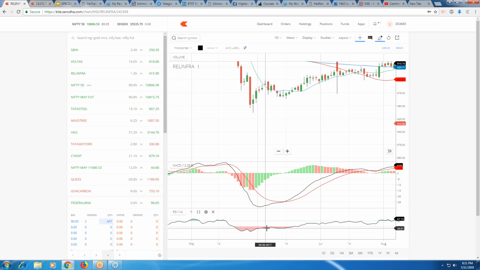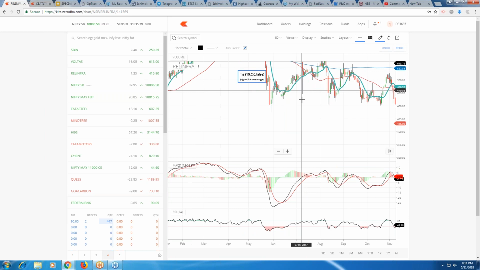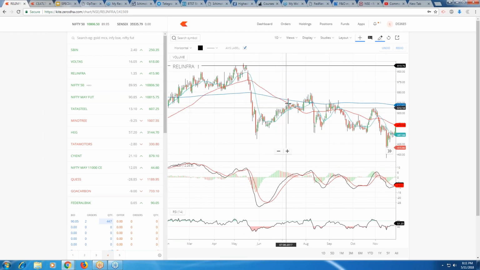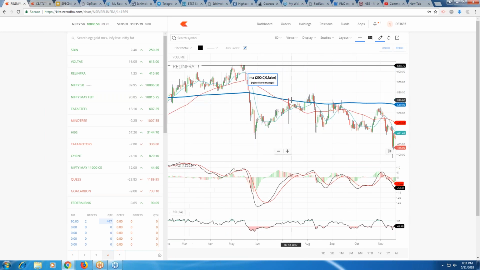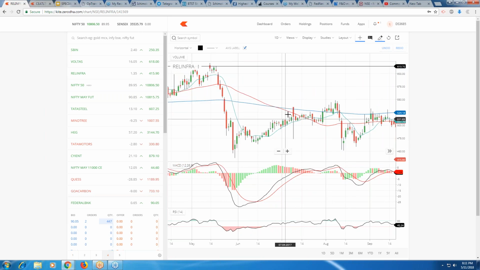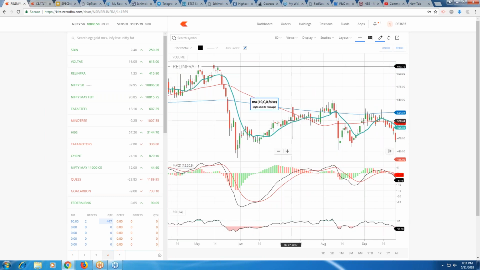RSI is below 40. MACD has also not crossed over. Wait for all the parameters to meet. RSI has to be above 40. And at 479, you have an entry from 479 to about 526. Good points you will be able to accumulate, right? So these are the trades from the bottom. See, beautiful trade from the bottom.